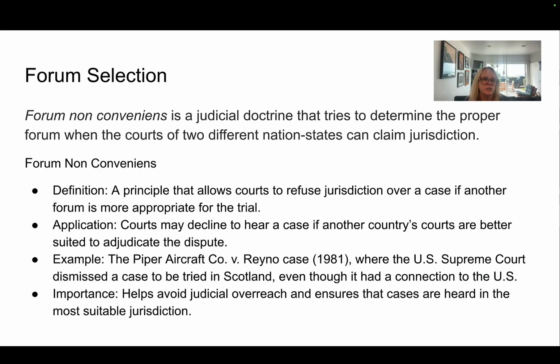Forum non conveniens is a judicial doctrine that helps to determine the proper forum when courts of two nation states can claim jurisdiction. And so basically what happens is the court may or may not decline to hear a case if another country's courts are better suited to adjudicate the dispute. In contract law and international contract law, choice of forum is always listed in the contract. So I know that if I am an American company and I'm dealing with a British company, it's going to say in the contract where the forum is that disputes are going to be heard: United States or the UK. And so that is a choice of forum selection.